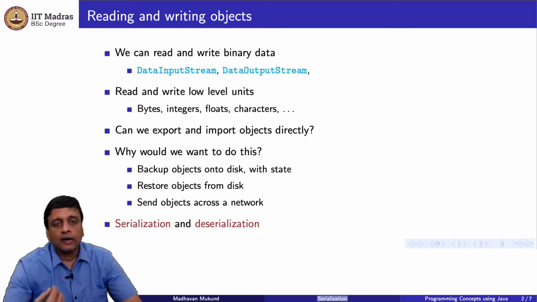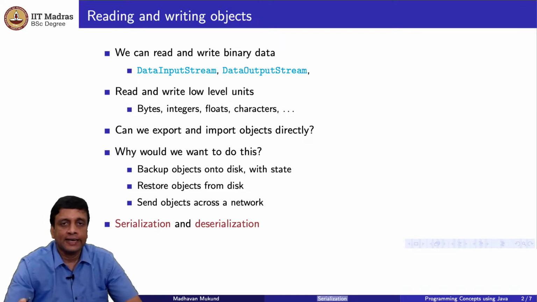So this ability to read and write objects as a whole is called serialization. Writing an object is called serializing the object, and reading the object, that is, taking an object which has been written and reading it back and reconstructing the object, is called deserialization, and we will see a little later why these words come in.